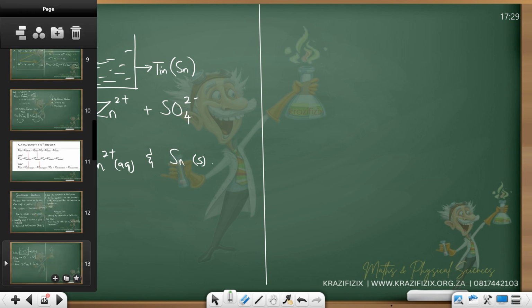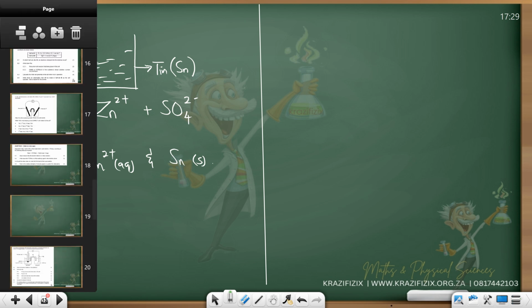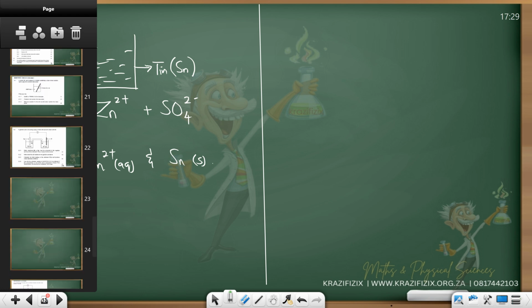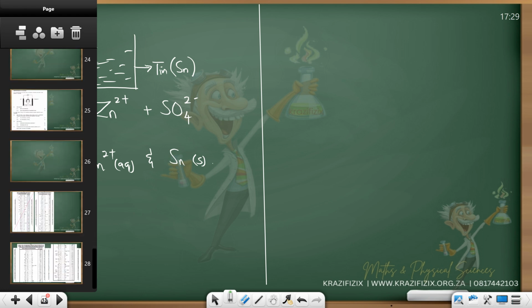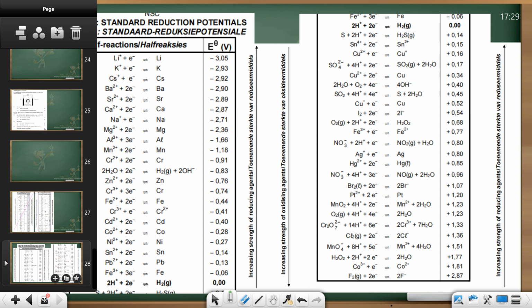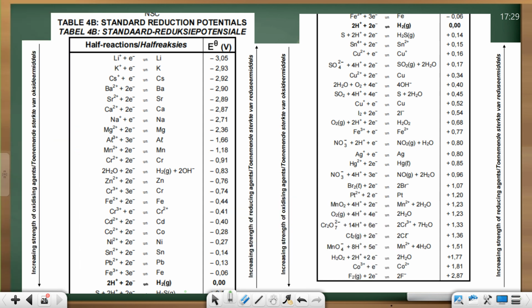So first we identified. Now let's go to the table. Remember what we are looking for? We're looking for zinc and... No, that's going to be spectator ions. All right, come, let's go down. So we're only concerned about zinc, the active ion. Oh, look at what we have.